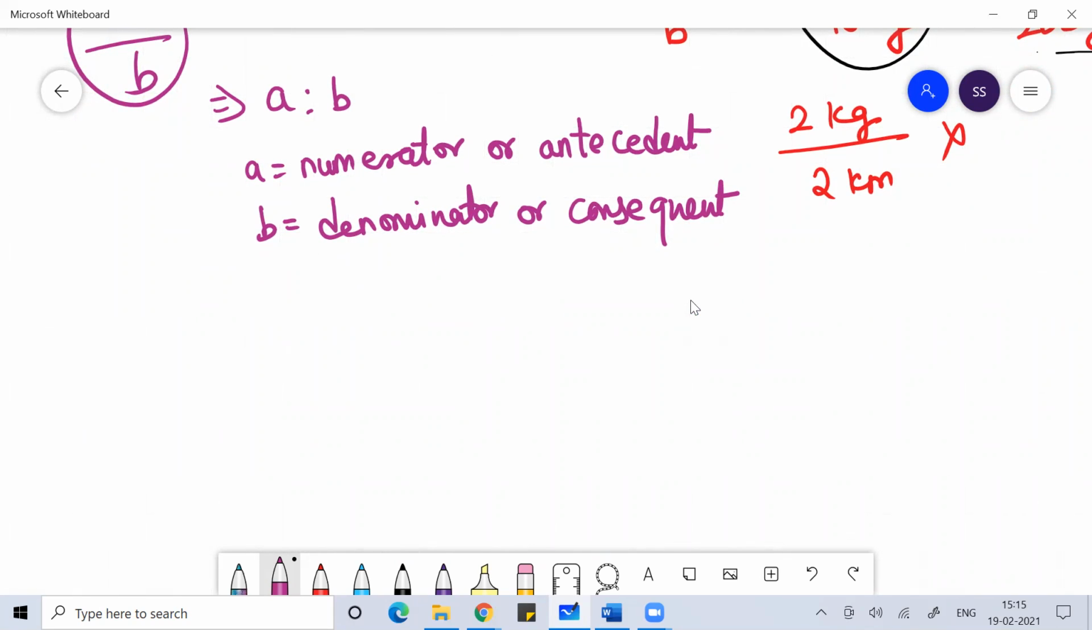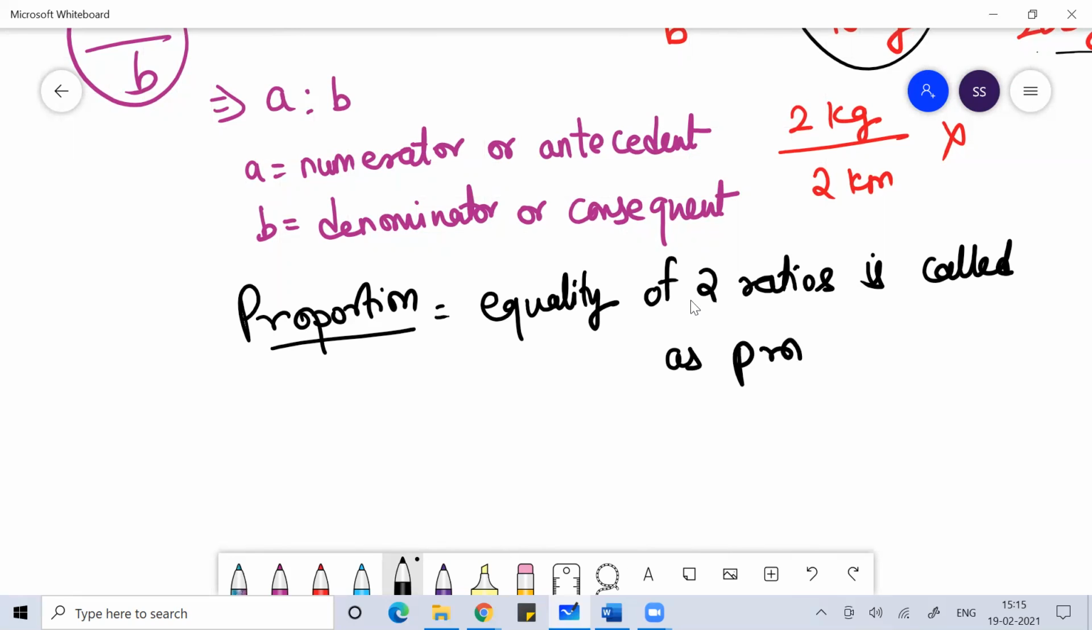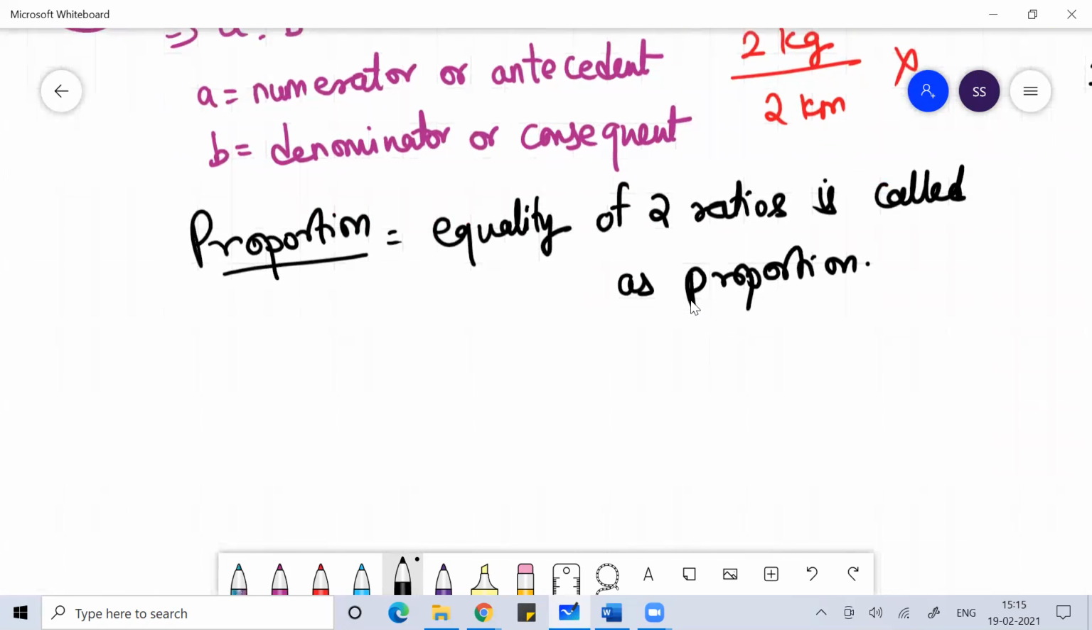What is proportion? Going further, if I talk about proportion, what do you mean by proportion? Proportion basically means equality of two ratios. Equality of two ratios is called proportion. So if you are trying to make two ratios equal, we call that a proportion.